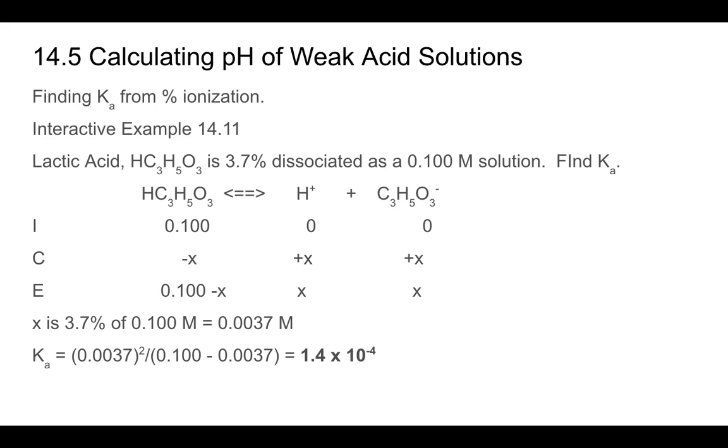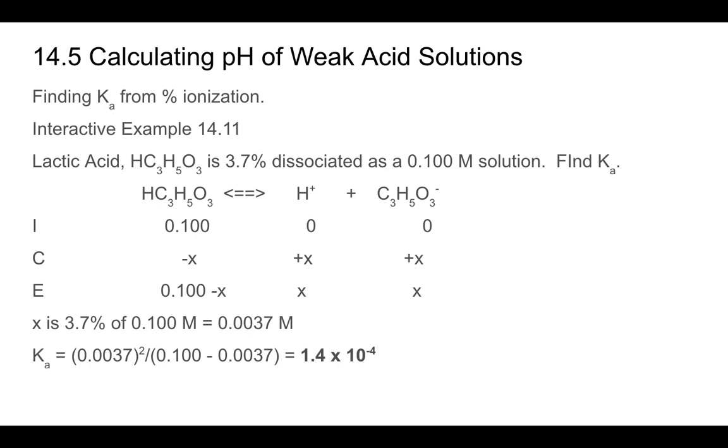We'll go with lactic acid here, and let's say we know that it is 3.7% dissociated when it's in a 0.100 molar solution. And we just showed on the previous problem that the molarity does matter. So we do care what the molarity is when we solve these problems, because different molarities have different percent dissociation. So we're finding Ka. I've set up my ICE table with this lactic acid's formula here, making H plus and lactate, minus x, plus x and plus x, and 0.1 minus x, x and x.